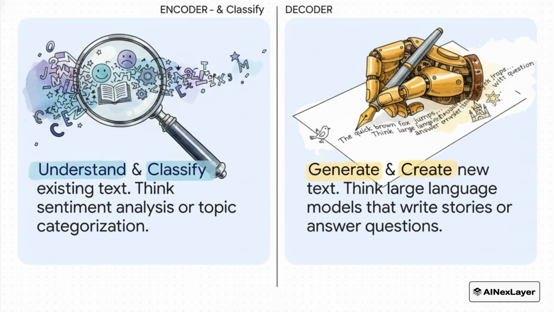And this is a really key distinction. Encoders are all about understanding and classifying stuff that already exists. Think sentiment analysis, or figuring out the topic of an article. Decoder models, on the other hand, the ones you see in big generative AI, they're built to create and generate brand new text. So Encoder File focuses on that first group, the understanders.